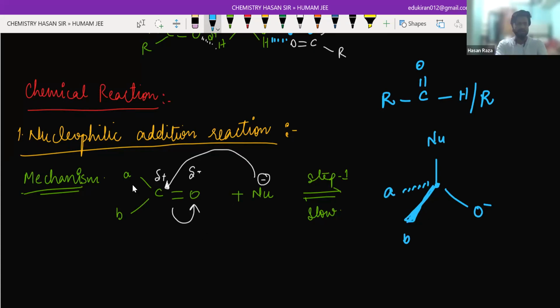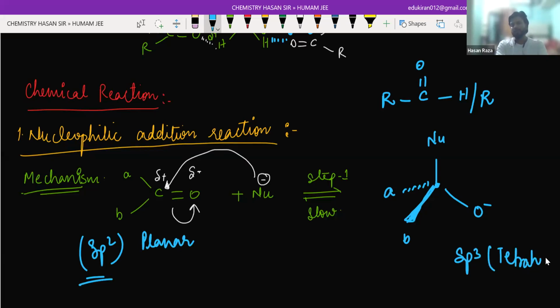As you know that this is planar because the hybridization of the carbon is sp2, the central atom, and here it is sp3, that means tetrahedral. So this will not be planar, it will be basically out of the plane, inside the plane, a 3D structure. After this what will happen?